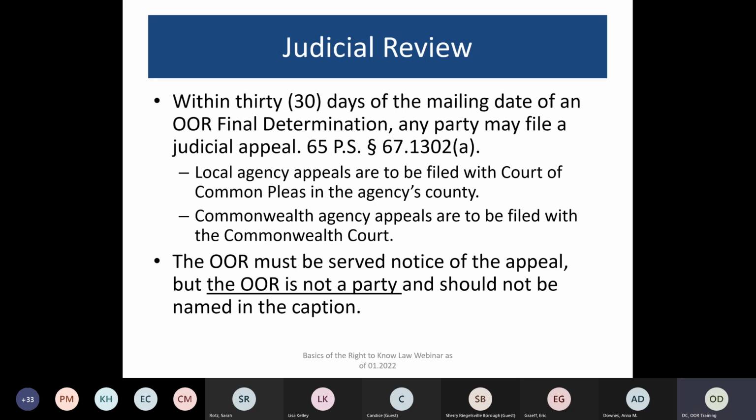And then our decisions can be appealed, as I alluded to earlier, to higher level courts. If you're dealing with a local agency, it goes to your county court of common pleas. The paperwork must be filed within 30 days of the issuance of the final determination. The Office of Open Records is not a party to the dispute. The dispute is still between the requester and the agency. Either party can appeal our decision. So it goes to the Court of Common Pleas. If you're dealing with a state agency, it goes directly to the Pennsylvania Commonwealth Court.